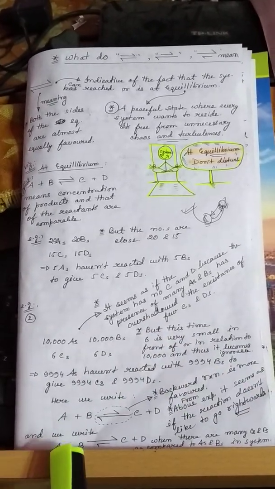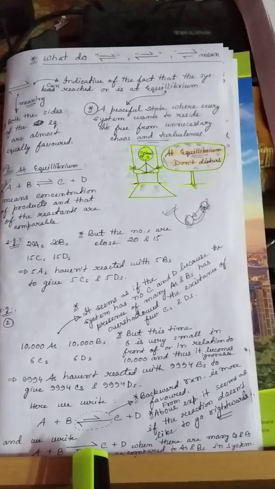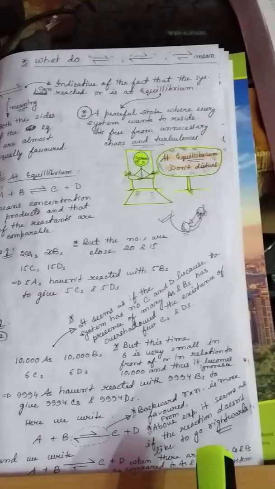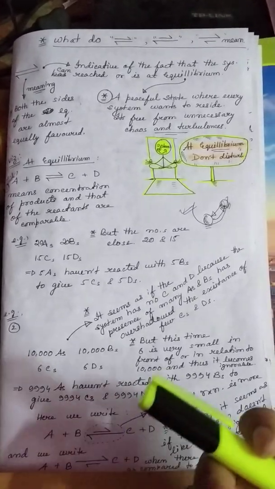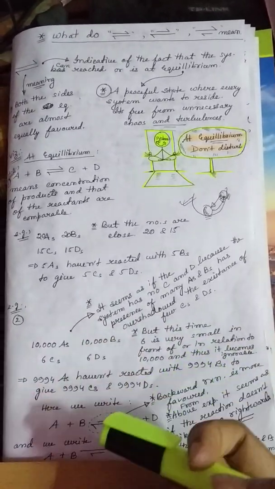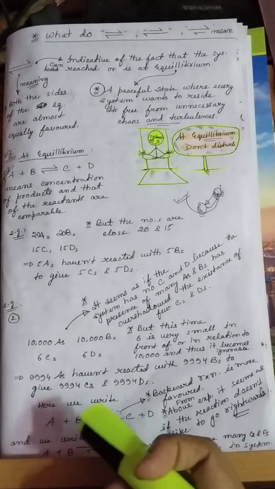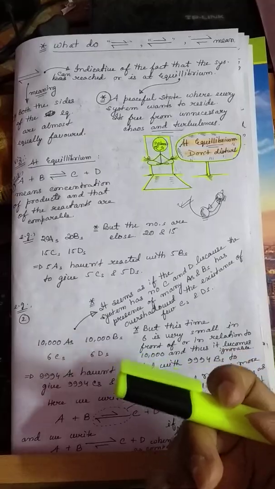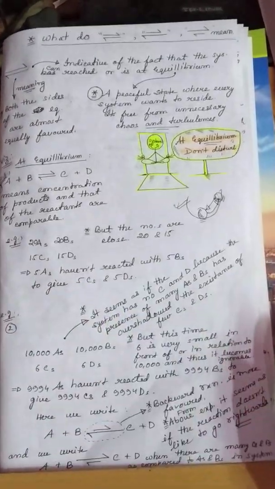And if we write this one, A plus B and this symbol, it means there are many C's and D's as compared to A's and B's in the system. That means the forward reaction is favored. You people might have understood when to use this symbol. It's opposite to the case where we use this symbol. This was all about these three signs.